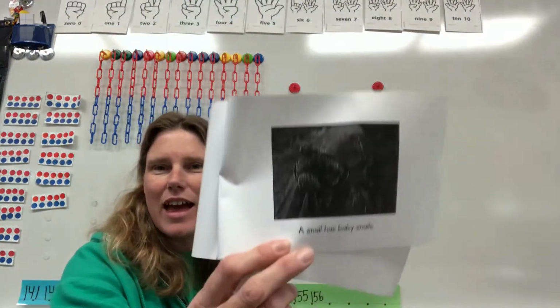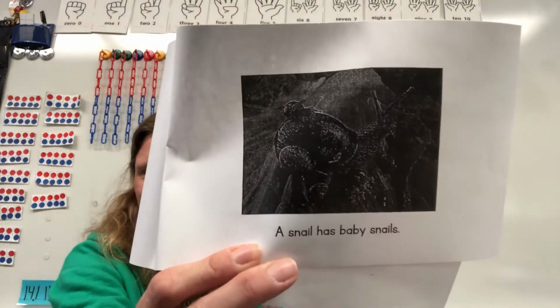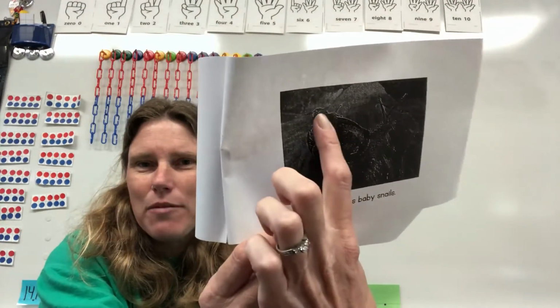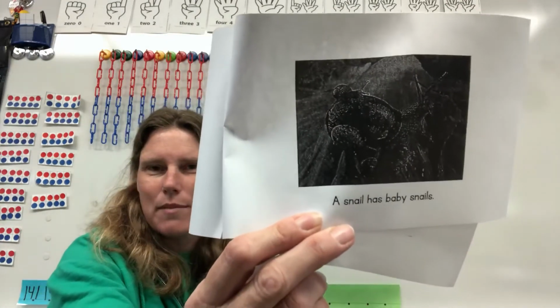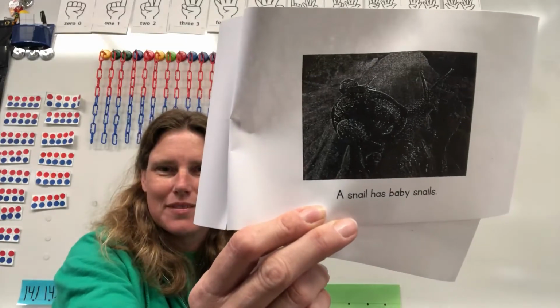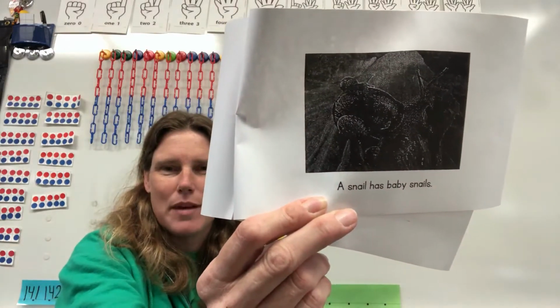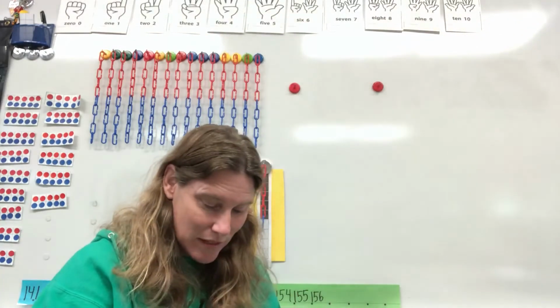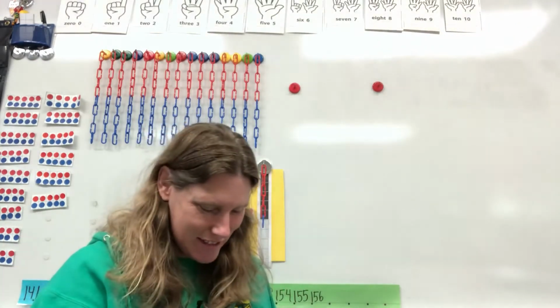A snail has baby snails. There's some little teeny snails, this one and that one, on top of the mama snail's shell. A snail has baby snails. Even the baby snails have shells.